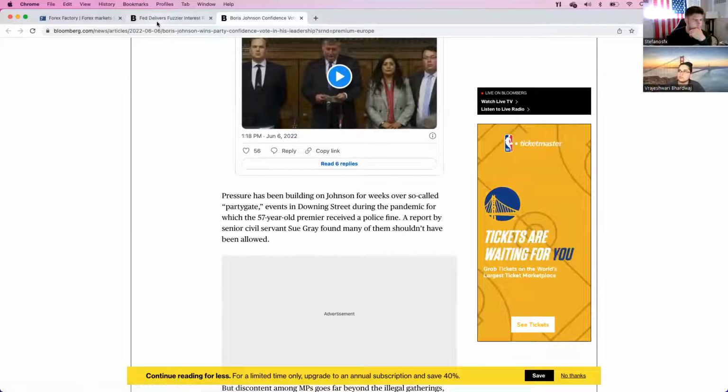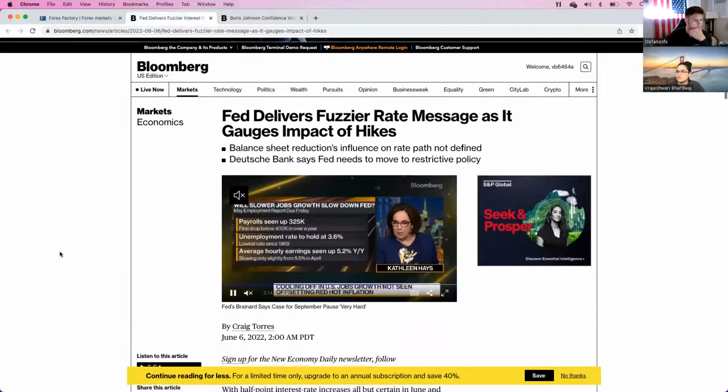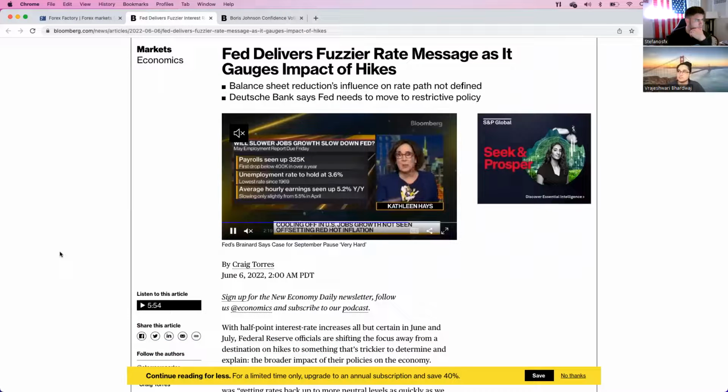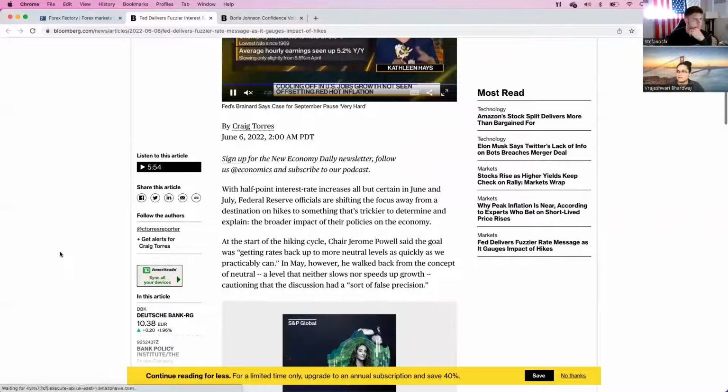Let's move on to interest rates. This is going to be where the majority of the focus is for a lot of the markets, currencies and commodities, where it seems like half-point interest rate increases are all but certain in June and July. Now we see that Federal Reserve officials are starting to shift their focus away from a destination on hikes to something that determines and explains the broader impact of their policies on the economy. So now it's no longer about just interest rate hikes.